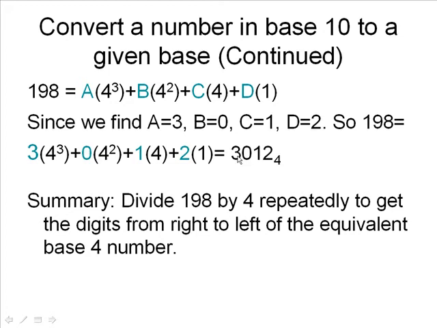And so we found our base 4 number, 3012. So basically, to convert a number in base 10 to base 4, we divide the number 198 by 4 repeatedly to get our digits from right to left.